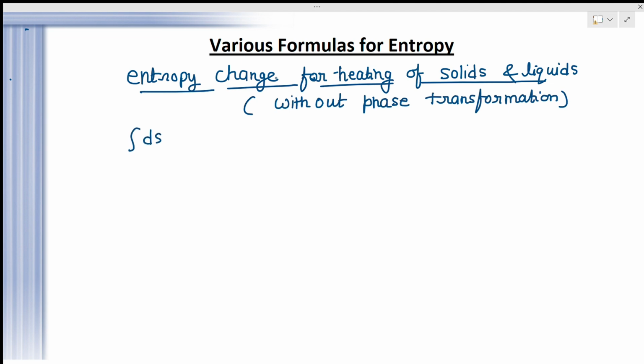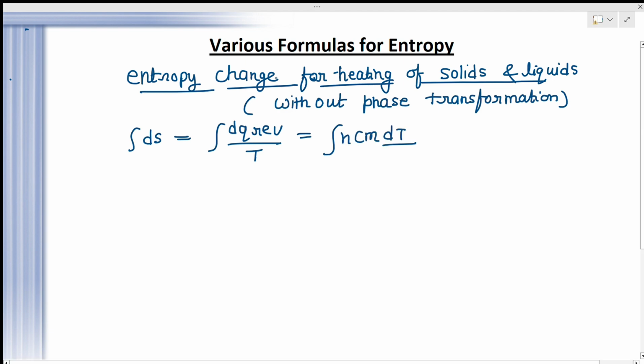So what formula do you have to use? dS is equal to the integration of dq reversible upon T. You use this formula. Now you can write dq is equal to n Cm dT. This we have seen in our lecture on heat. Here n is the number of moles, it is constant. If Cm is constant, meaning it is independent of temperature, then we can take it outside.